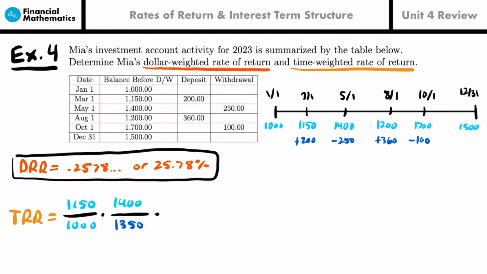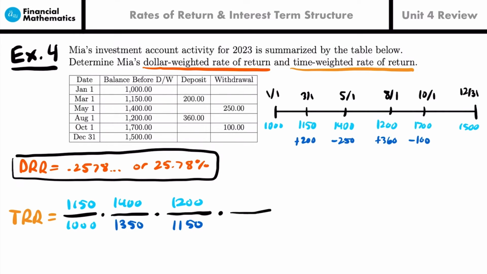Then we want to multiply by the next reported balance, 1,200, so I'll write that in, divided by the previous reported balance, plus or minus any cash flows. So we have 1,400 minus 250, that would be 1,150. So we have 1,150, and then we multiply by the next reported balance, which is 1,700, and divide that by the previous reported balance, plus or minus any cash flows.